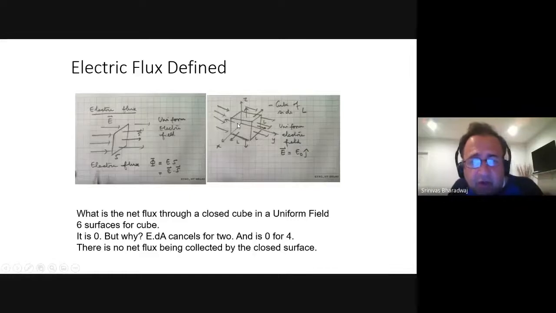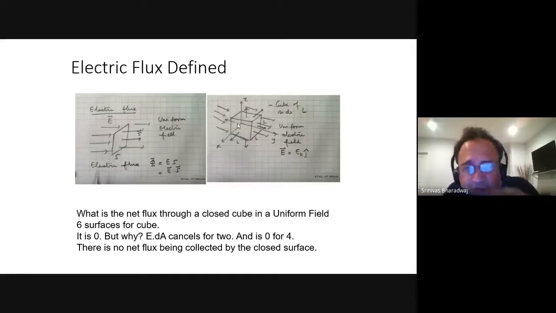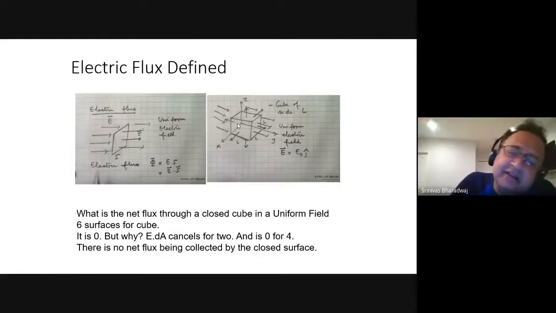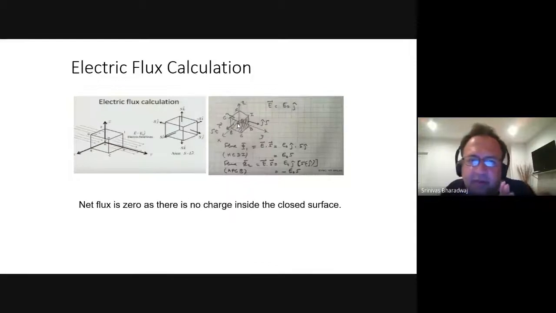But why is it all going to be cancelling out and finally zero? That is because of Gauss law, because there is no enclosed charge. There is no charge inside that cube. The net flux is only determined by the charge inside the cube. So you remember that, then you will be able to answer a lot of the Gauss law questions. Gauss law is not easy, but if you understand it well, it's not difficult either.